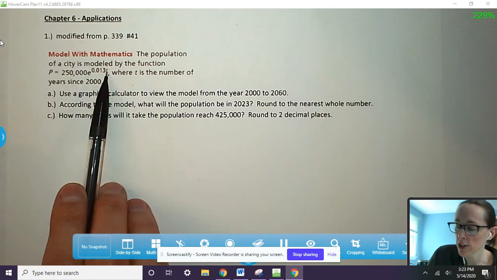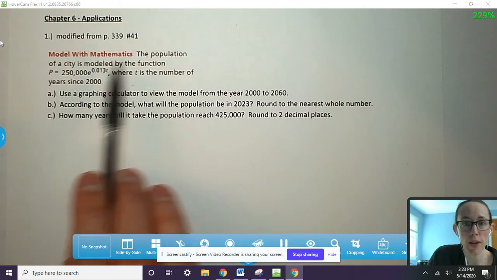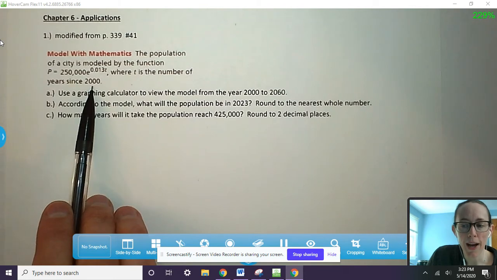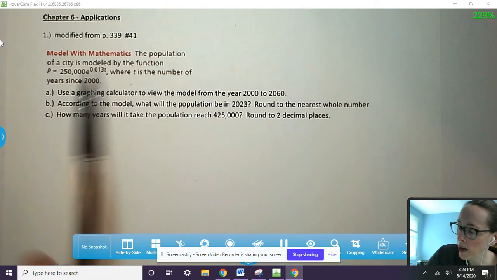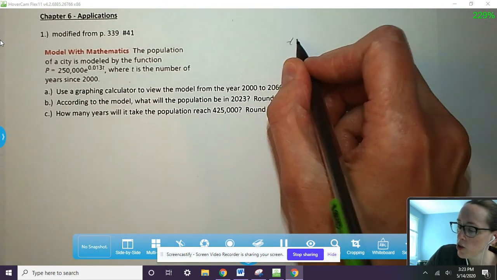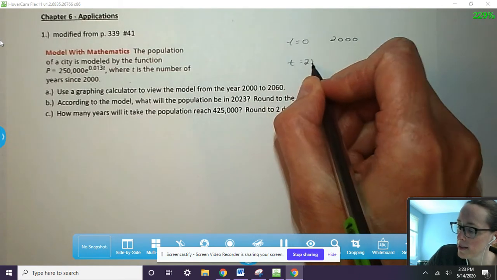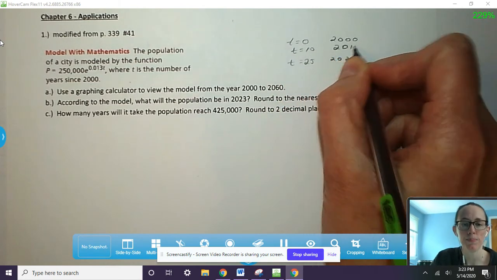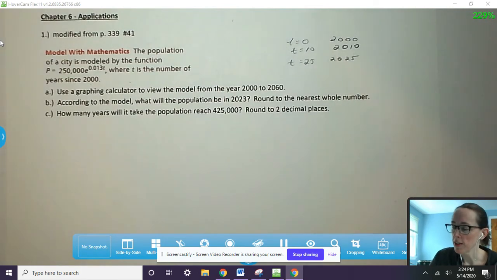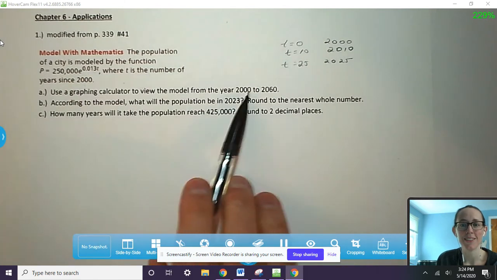So this is an exponential function, and it models the population of a city where t is the number of years since 2000. So t equals 0 would be 2000. If you want to look at the population in the year 2010, you'd use t equals 10. If you wanted to look at the population in 2025, you'd use the year 25 because t is the number of years since the year 2000. So it kind of works like that. So what we're going to do first is use a graphing calculator to view this model from 2000 to 2060.